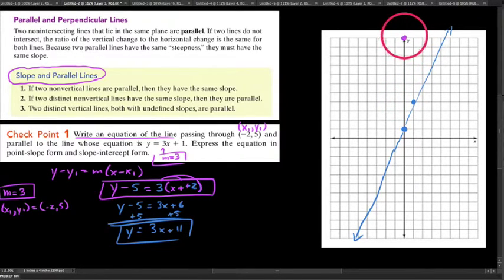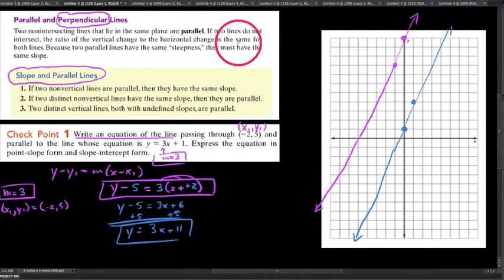Since I have difficulty going up 3 and over 1, I'm going to go down 3 and back 1. Look what happens when we graph both of these equations here. If my sketching skills are fairly okay here, we would say that these two lines are indeed parallel because they have the same slope.